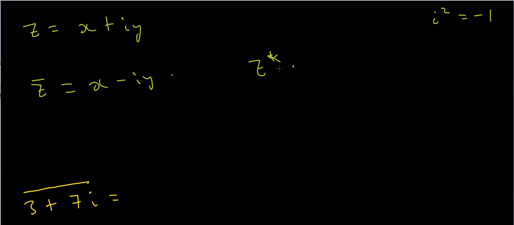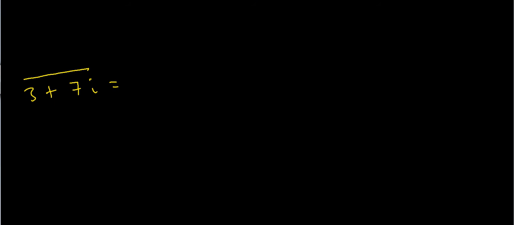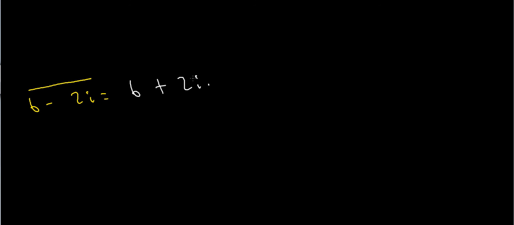So let's look at some examples. Let's try to find the conjugate of 3 plus 7i. Well, to find the conjugate, we just multiply the imaginary part by minus 1. So the conjugate of 3 plus 7i is just 3 minus 7i. So let's now try to find the conjugate of 6 minus 2i. Again, you just reverse the sign of the imaginary part. Here it's a minus, so that becomes a plus. So the conjugate of 6 minus 2i is just 6 plus 2i.